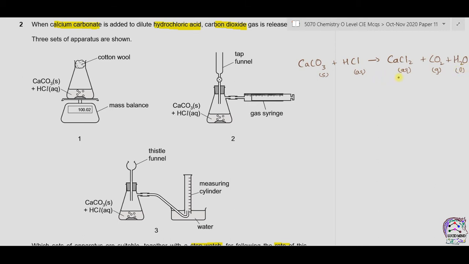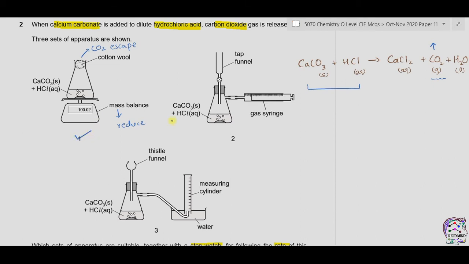Now the rate of this reaction can be measured in 2 different ways. One is that we can measure the amount of reactant consumed within given time, or second is that we can measure the volume of gas that is being produced, which is CO2. Let's look into the first apparatus. We have cotton wool, so carbon dioxide will escape through cotton wool. This is the mass of calcium carbonate in HCl, so the mass will reduce with time.